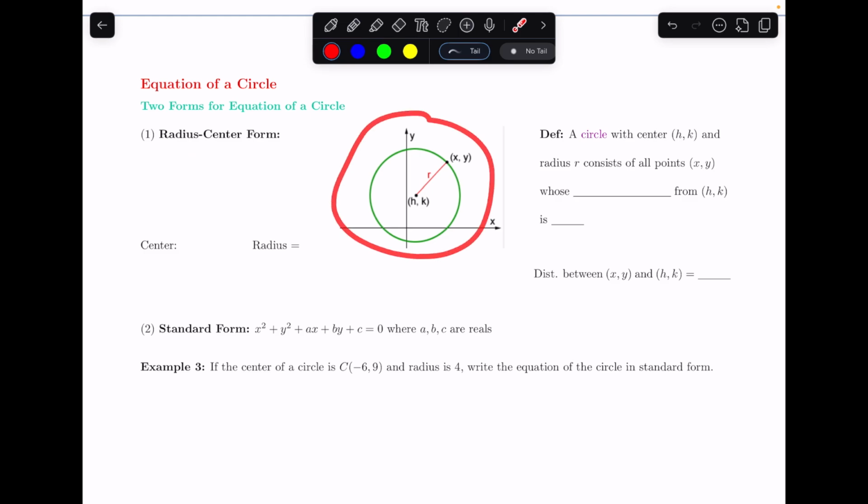So here I have a circle where I have the center at this point h comma k. I have the radius, which I'm labeling as r. And then I have this other point that's on the circle, which I'm calling x comma y.